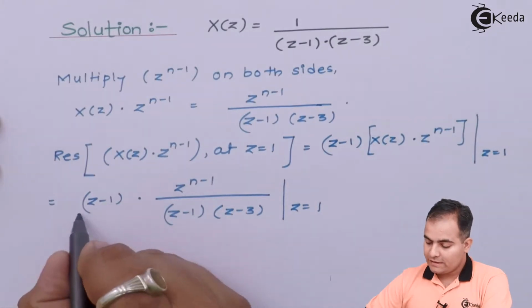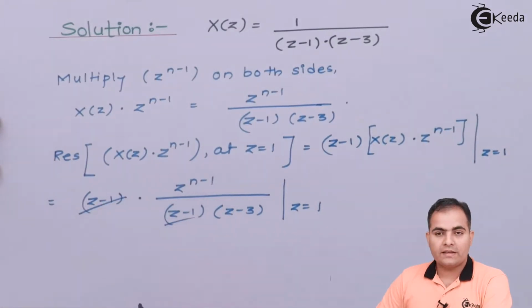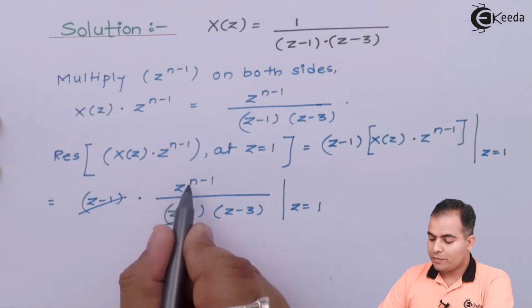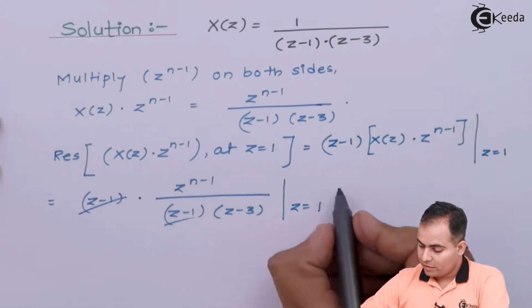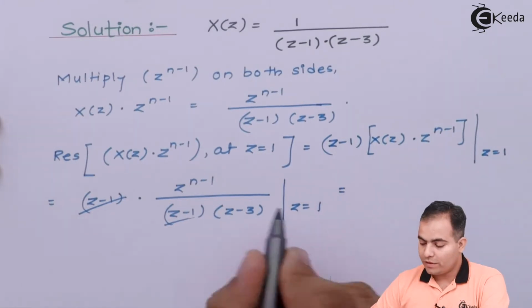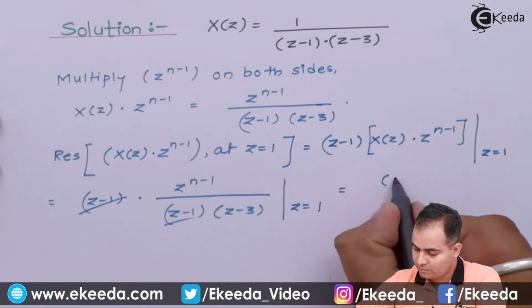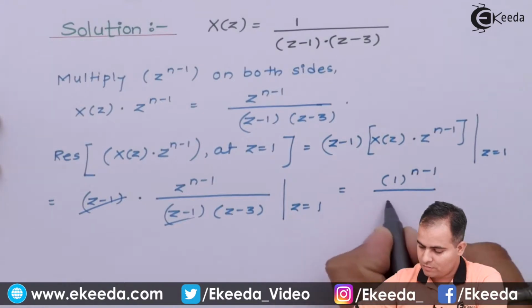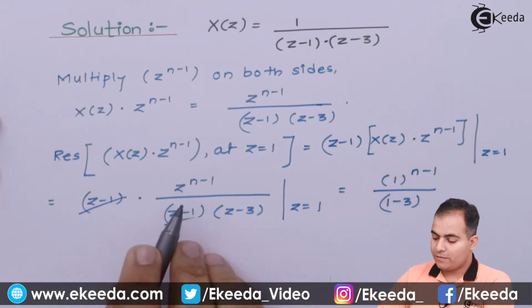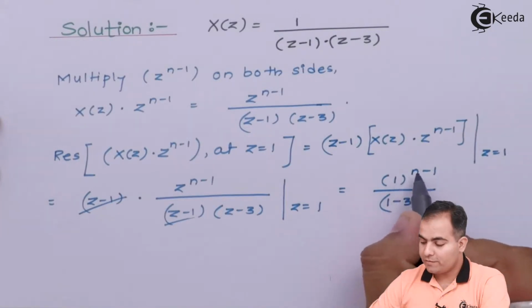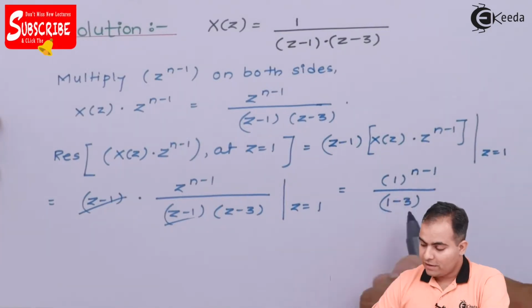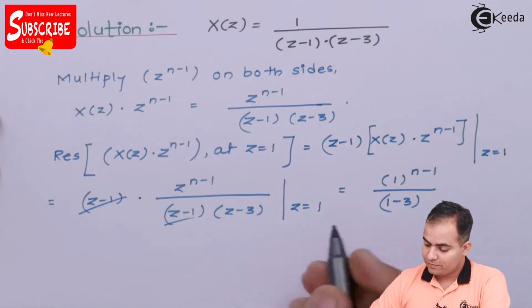Now, we can say that this z minus 1 will get cancelled. So, we have only z to the power n minus 1 in the numerator and z minus 3 in the denominator. So, now substitute z equal to 1 on both sides. Now, I have replaced all the z by 1. So, in the numerator we have 1 raised to n minus 1, in the denominator we have 1 minus 3. 1 minus 3 is minus 2.